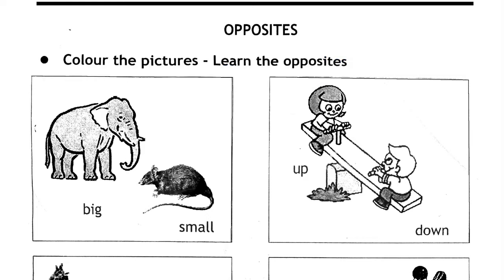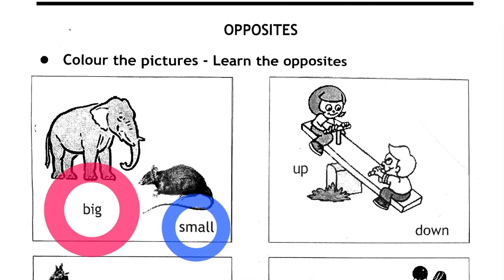Now this lesson is very important, children. This lesson you will need for the other grades as well. Okay, so opposites. Now let's see. Big, the opposite of big is small. No, it's a total different thing. No, it's the opposite. So if you say big, the opposite of big is small.